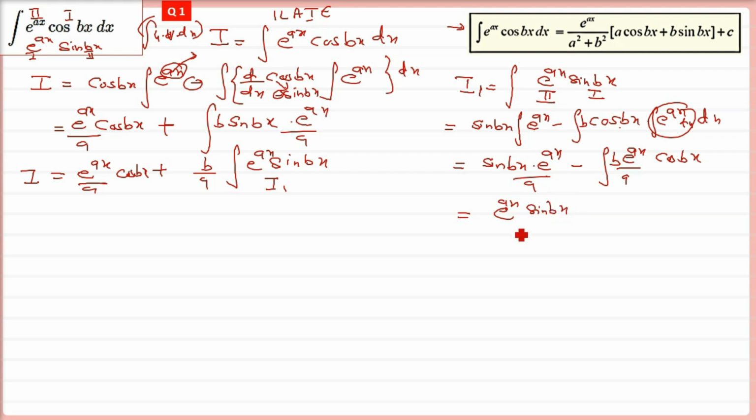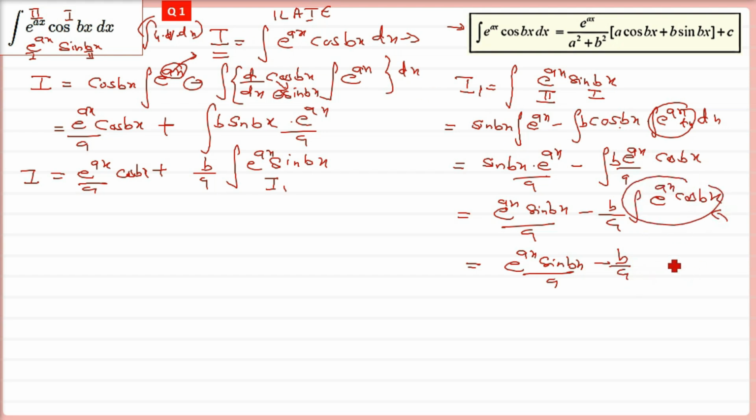That is the first term I am writing like that. But here if you take b by a outside, the inside will be e raise ax cos bx. And what is this? I told you that it is going to be regenerated. It will come again. So this is I only. So let me substitute this as I. That is e raise ax sin bx divided by a, minus b by a, and this integration of e raise ax cos bx will be I. And there is a b by a also.